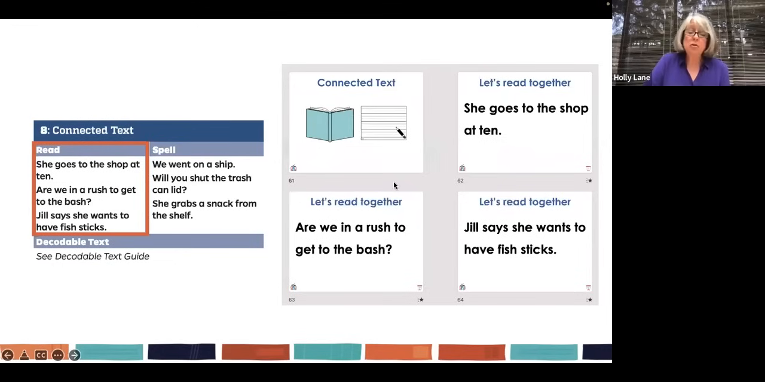And there are usually 3 sentences to read and 3 sentences to spell. So we recommend reading with your students all 3 sentences, and then spelling as many as you can. So at least 1, preferably 2, and if you can fit it in, 3. So the sentences for the connected text are on the slides, and you're going to guide your students through that. We'll demonstrate in a few minutes how that guided work can go.